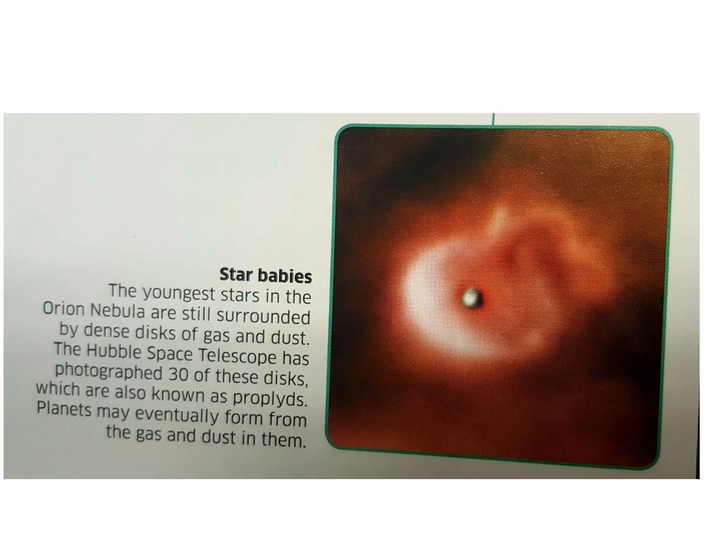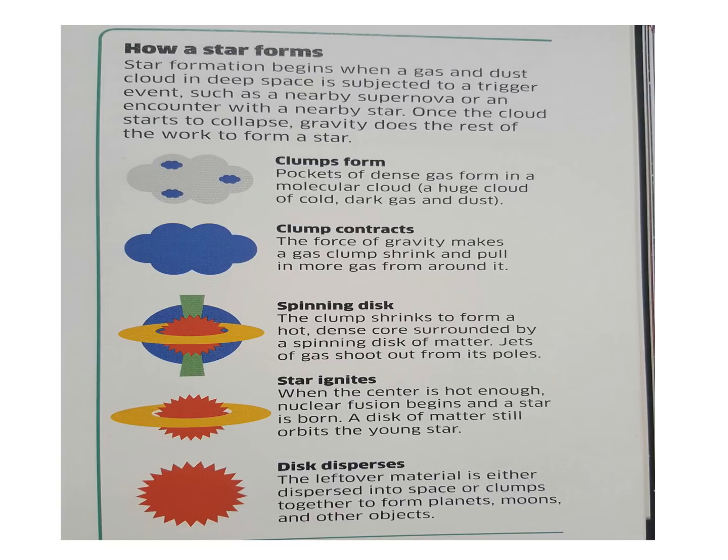So that would be their star in the middle, and planets will form around it from the star and dust around it. All right, so let's talk about how a star is formed using this illustration. It all starts with clumps forming. You have pockets of gas forming a molecular cloud, which is just a huge cloud of cold, dark gas and dust. From them, the clumps start to contract, which means coming together, and they shrink and pull more gas around it with the use of gravity.